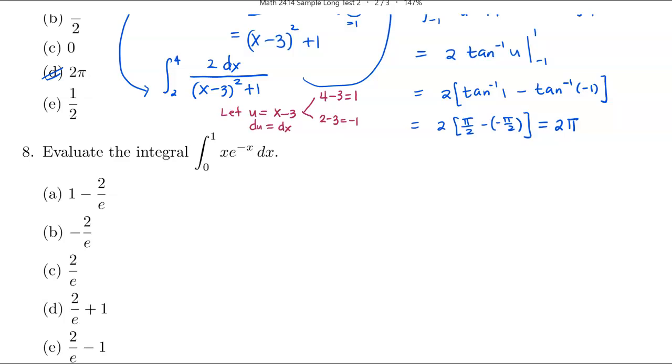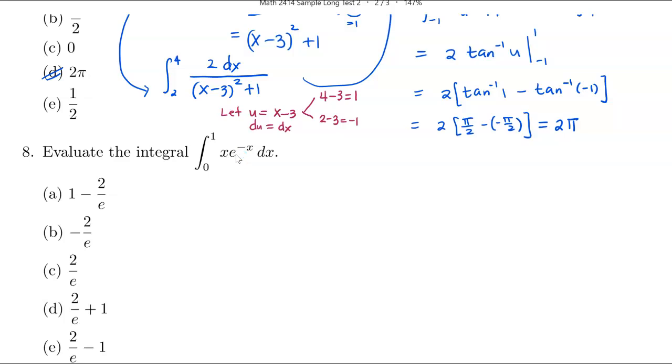Number 8, evaluate the integral of x e to the negative x dx from 0 to 1. This is on integration by parts. How would you know if it's integration by parts? You normally use that if you have a product of two functions. One is differentiable and the other one is integrable. In this case, both of them are differentiable and integrable. So you just have to choose which one would make it a little bit easier.